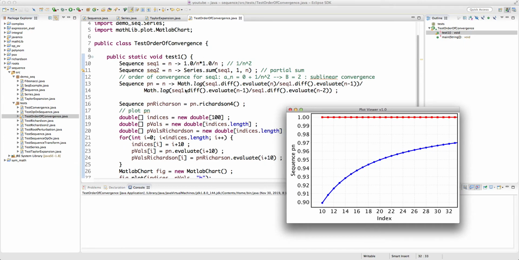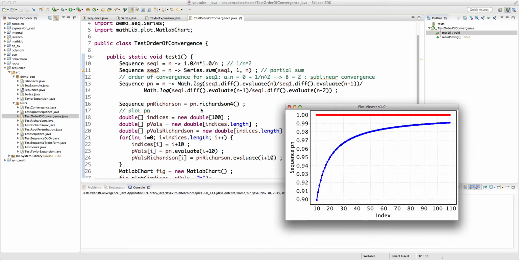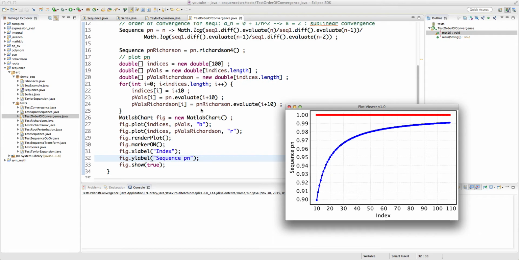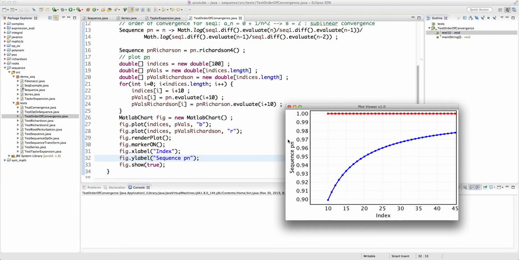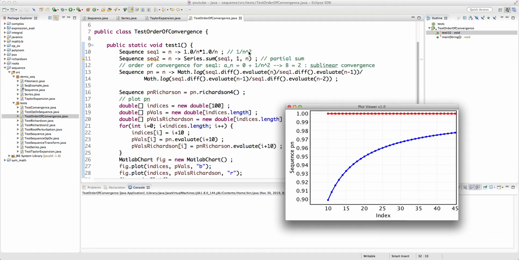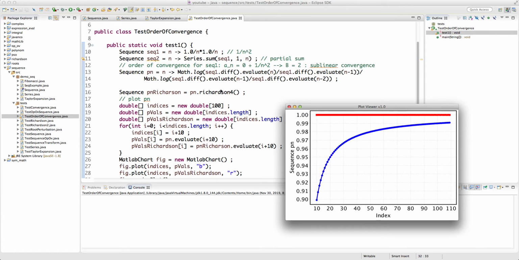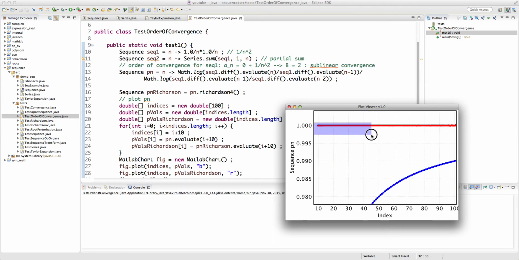example, or even this log sequence Pn, and that gives us the order of convergence based on the definition of rate of convergence. Okay, so this sequence 1 over n squared is sublinear, so we should definitely have a p equal to 1, and p is the limit of this sequence, and it's definitely 1, right?